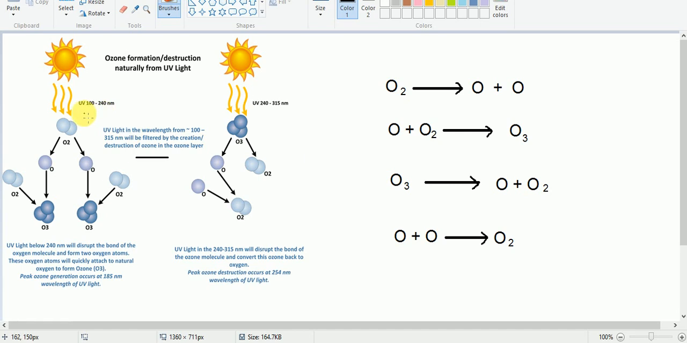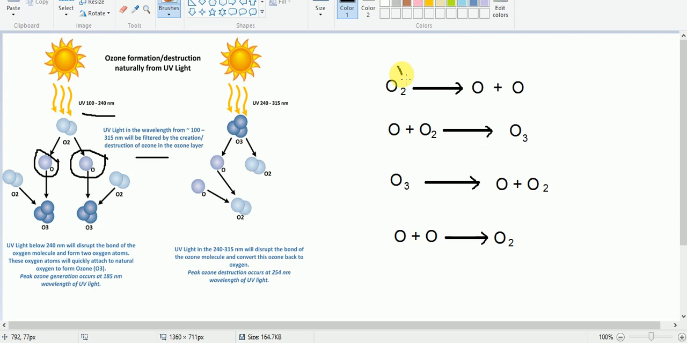When ultraviolet rays having a wavelength of 100 to 240 nanometers strike these oxygen molecules, O2, the oxygen will be split into two atomic oxygen in this way.